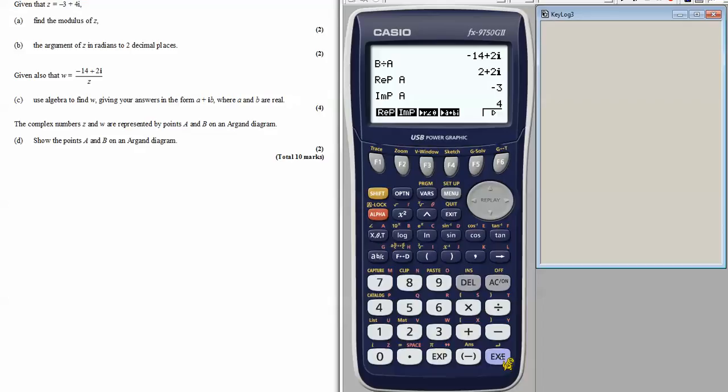So that's how to use this to do complex numbers. I'll do a few more examples in a later video.